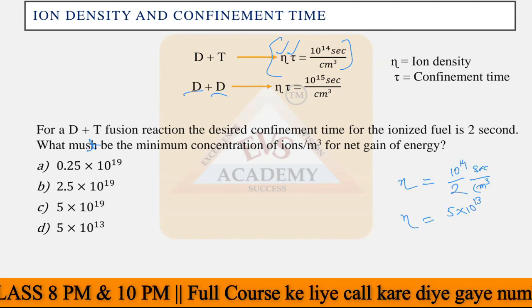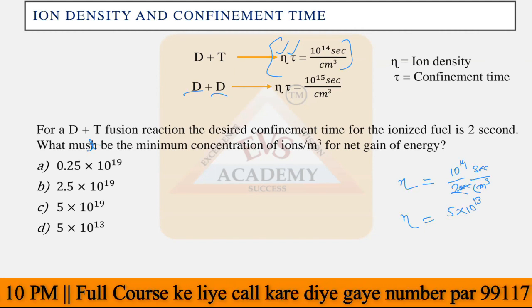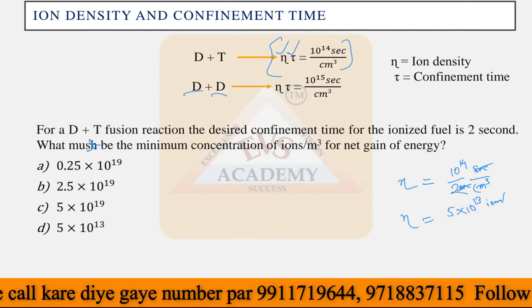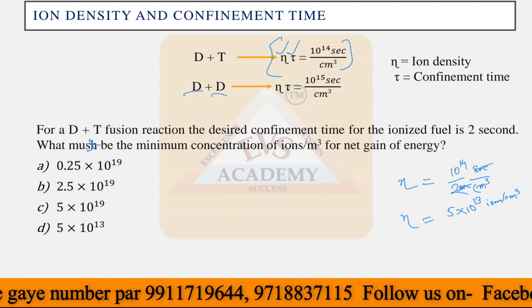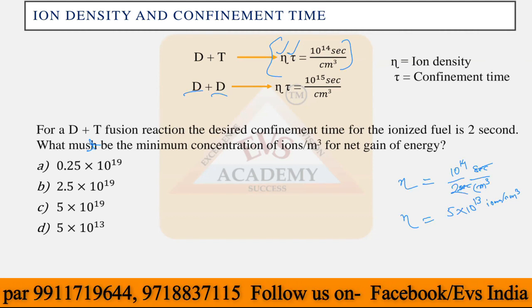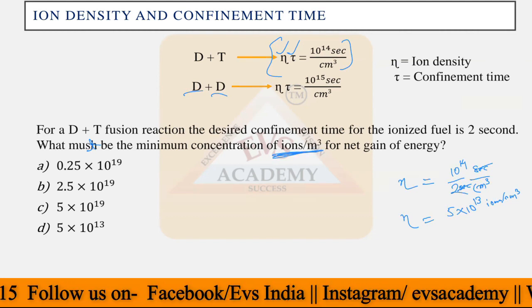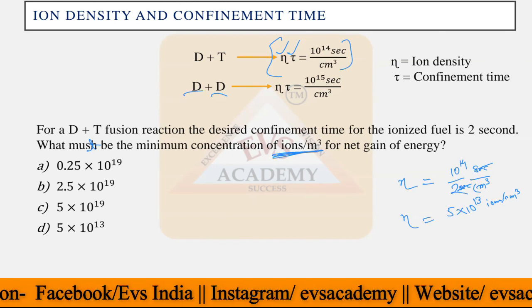Now this second and second would be cancelled. So these are the number of ions per centimeter cube. But in the question, you can see the options are in ions per meter cube. So you have to convert this into ions per meter cube.